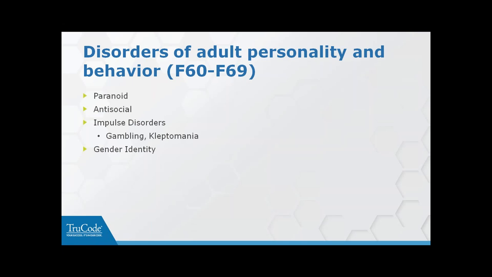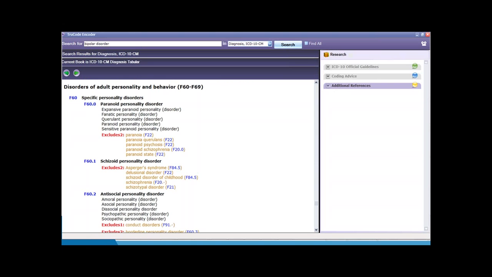We also have the disorders of adult personality and behavior. That's the F60 through the F69. Another one of those terms that you're going to see a lot of is paranoid. It's going to be in several different areas, so you want to be real careful that you're looking at documentation issues to make sure that you're coding that as appropriate here.